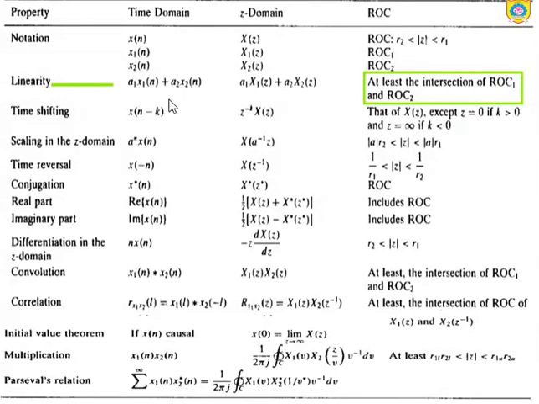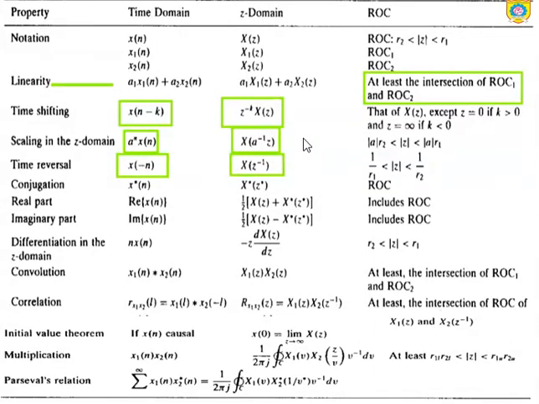The next property is time shifting, which we have seen: x of n minus k will result in z raised to minus k X of z. Similarly, time reversal: x of minus n will result in X of z inverse. Scaling: a raised to n x of n will result in X of a inverse z or X of z by a, that is one and the same. Just now we have seen conjugation, which is the conjugation property.